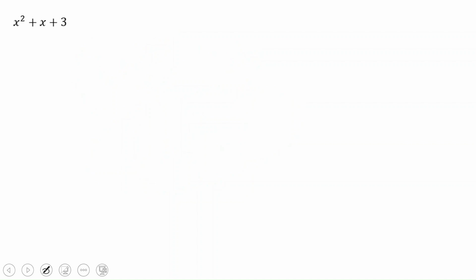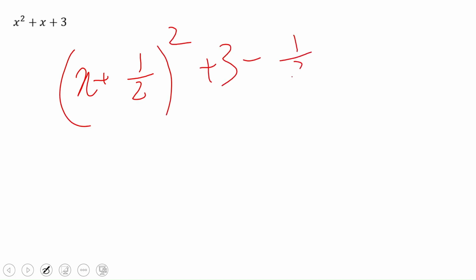Next, x squared plus x plus 3. This one is going to be a bit different, and the reason behind this is because instead of having 2 divided by 2 or 4 divided by 2, we are going to have 1 divided by 2 in the square form. So it's going to be x plus half of 1 squared plus 3 minus 1 by 2 squared.